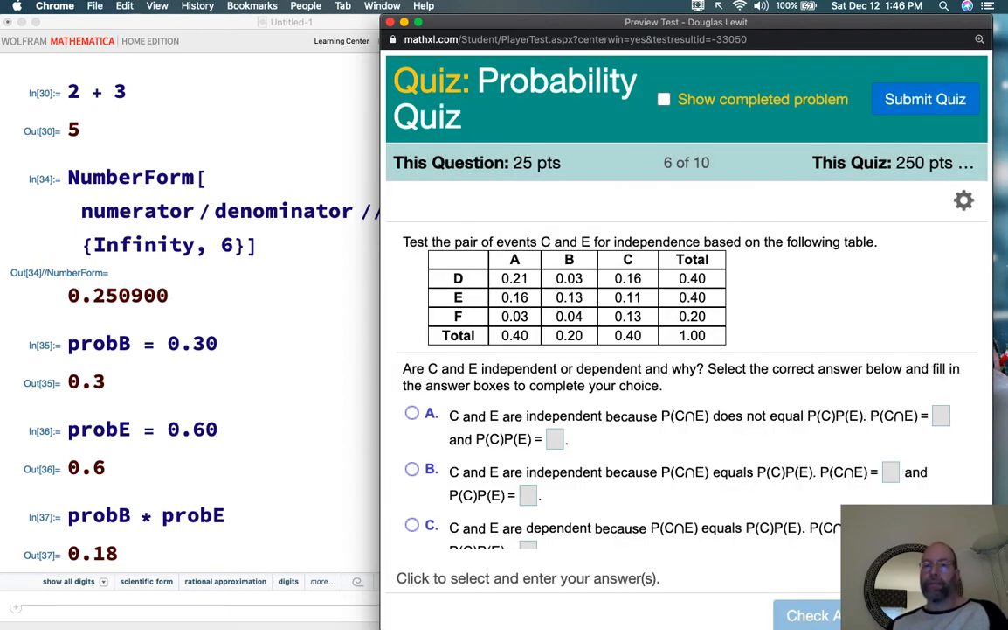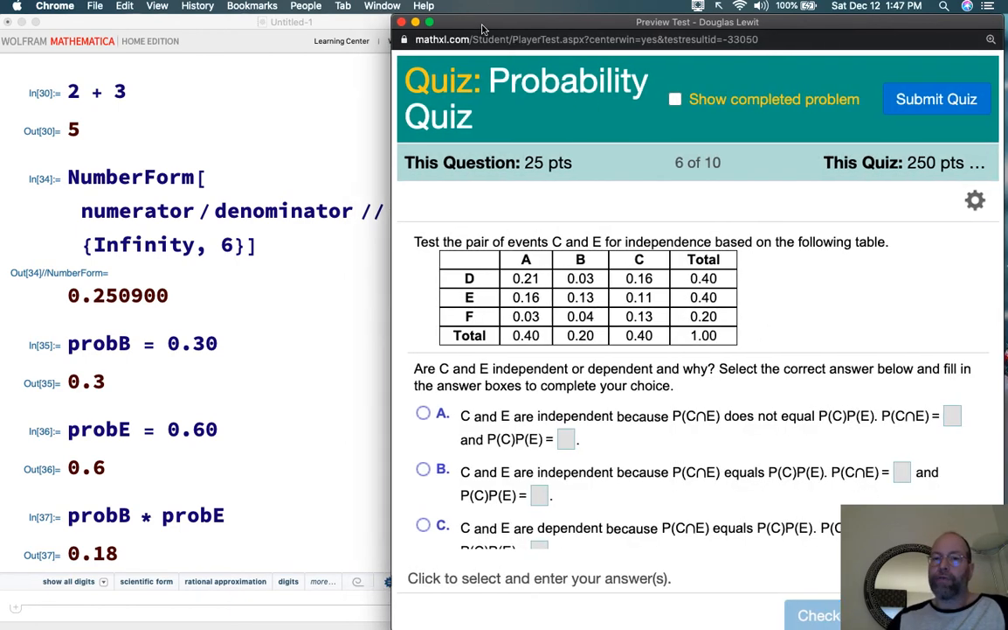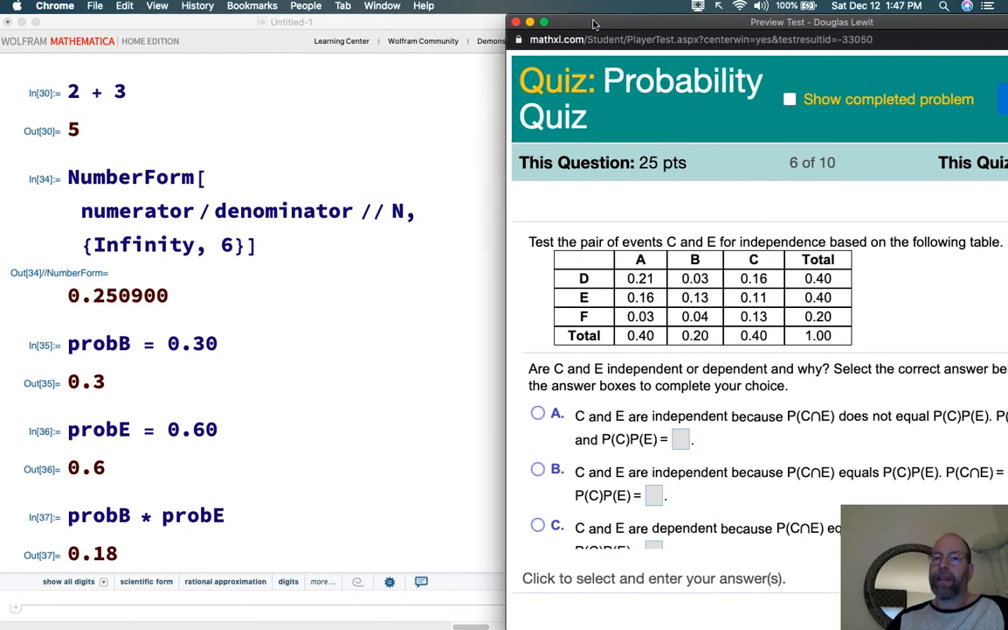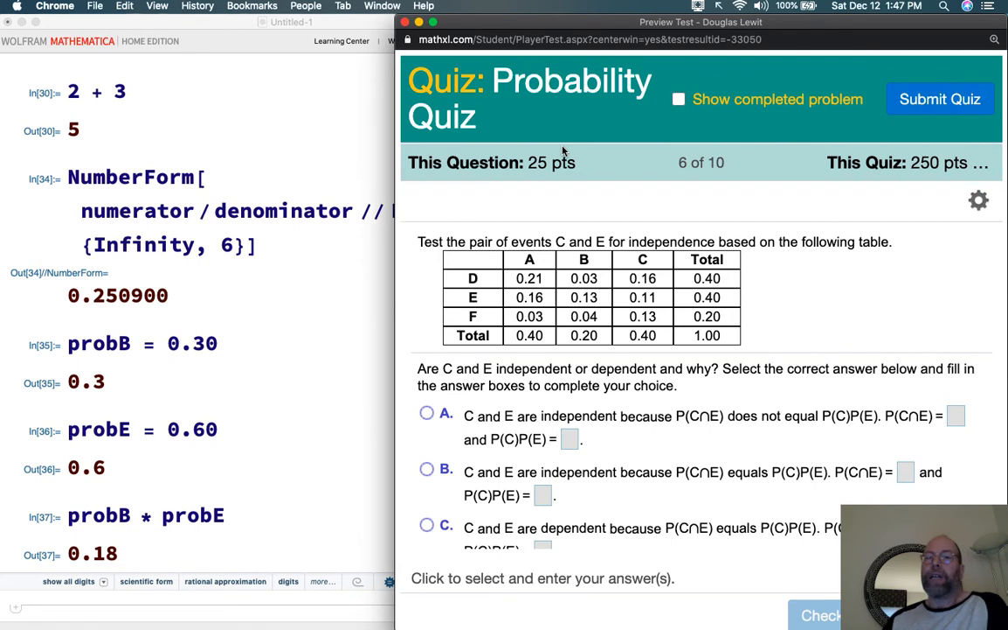Let's go on to number 6. So similar to the last problem, we have to test for independence of events. Test the pair of events C and E for independence based on the following table. Are C and D independent or dependent, and why? Select the correct answer below and fill in the answer boxes to complete your choice.